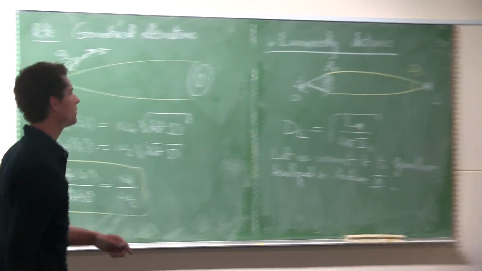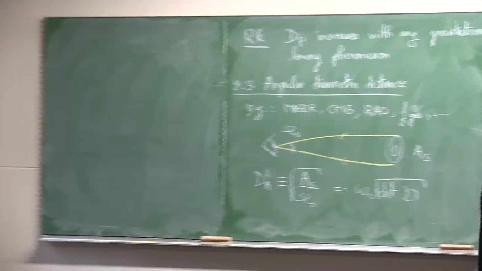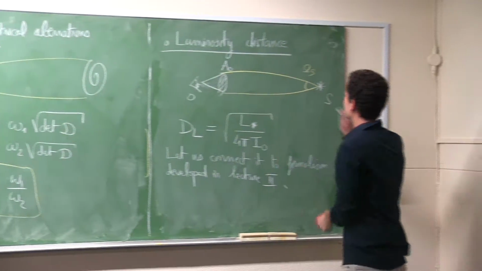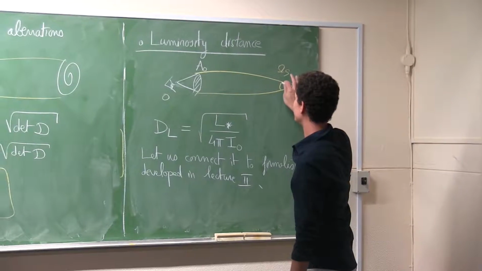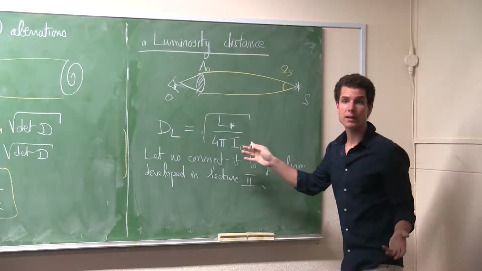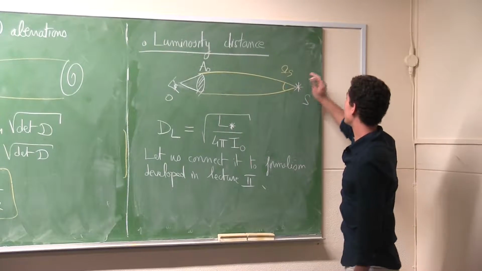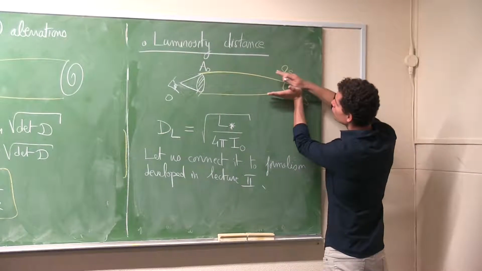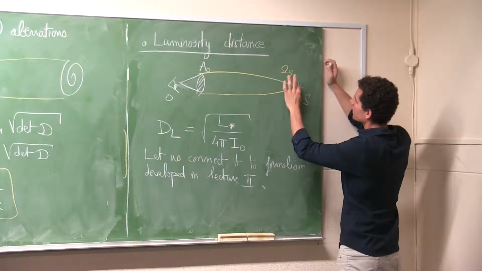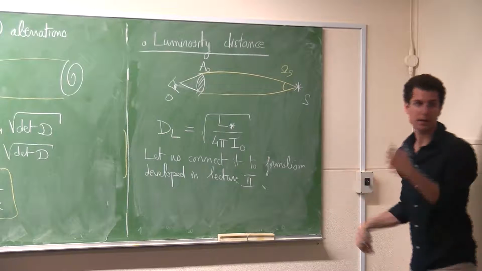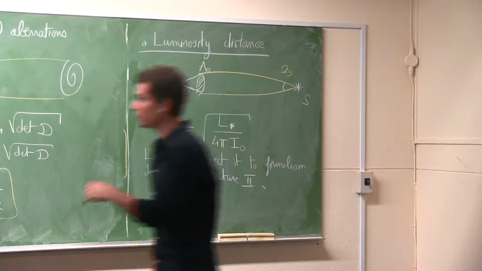Okay, so for that purpose, I am going to make a further assumption. I will assume that the universe is transparent and does not absorb or emit photons. So the photons that are emitted within this angular cone by the source are all received at the end by the observer. No more, no less.